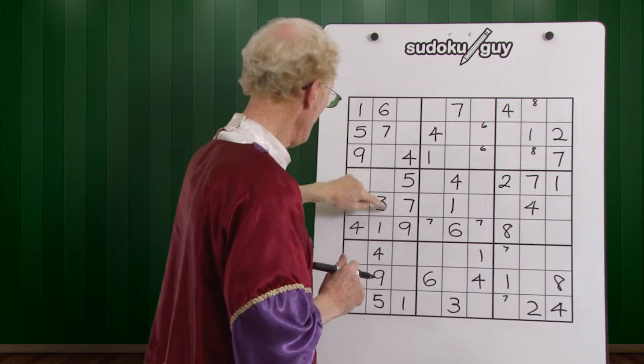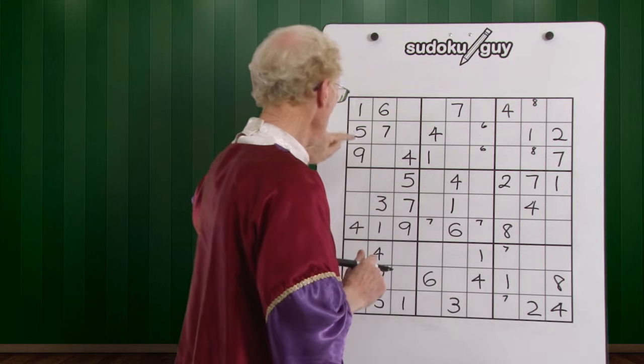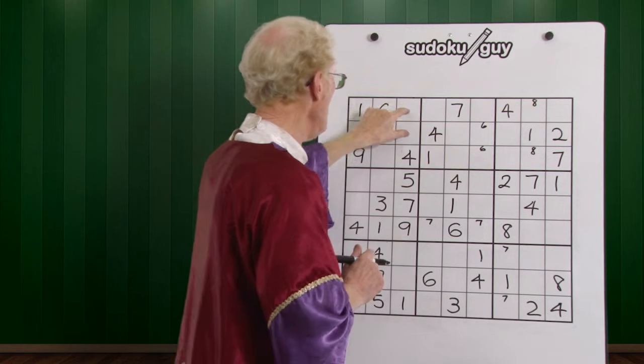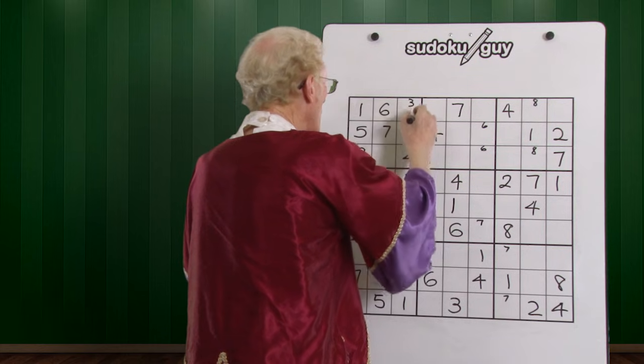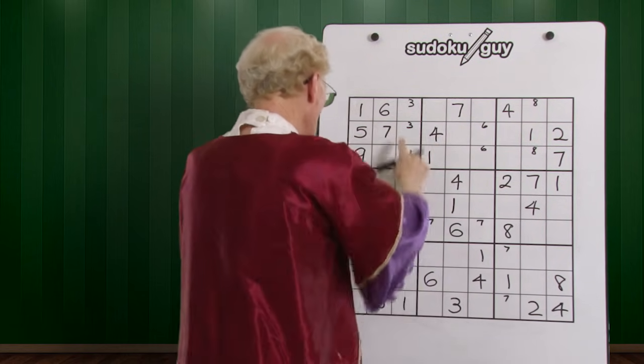Well, first of all, this is in that column. Secondly, this is filled up. There's no room for it. So we have to have a 3 over here. So it has to be there or there. If that's the case, we have a 3 here.